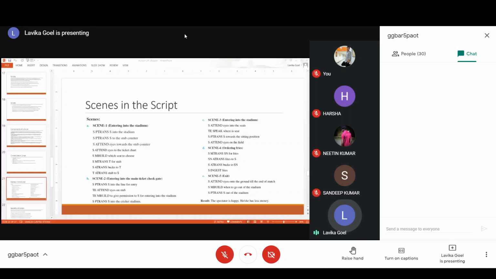So S is telling T, T is the ticket checker. S tells T for stub. Okay. Then S A trans bucks to T because he has to give the money to the ticket checker. Otherwise, he'll not give the ticket. So for getting the tickets, he has to give the money. So first of all, he's telling the ticket for ticket, and then he is giving the bucks to the ticket checker, and then ticket checker is giving the stub to S.